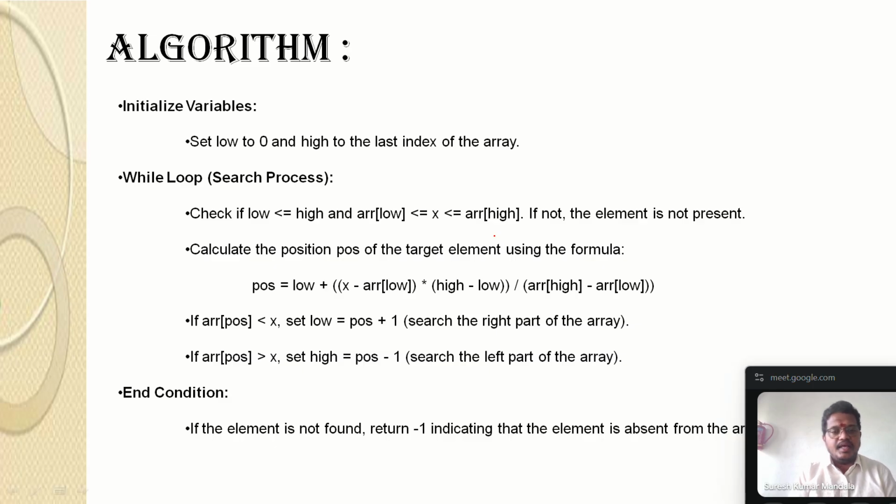So now we will see the algorithm. If the target value is not found exactly at first, then what should we do? For that we have some other options. The algorithm has steps. First step, initialization: set low as 0 and high to the last index of the array. This is the mandatory thing we have to set.